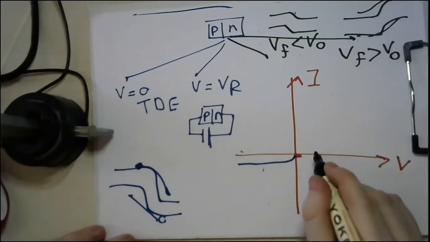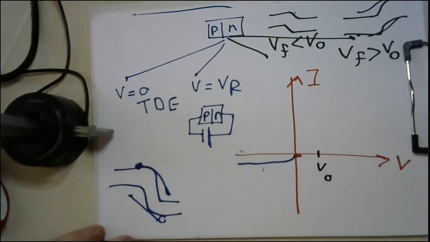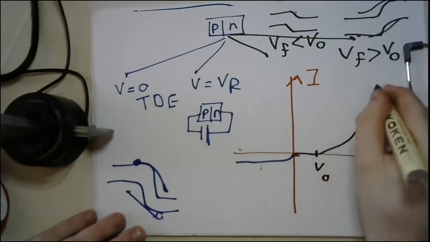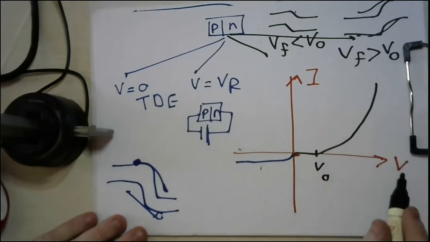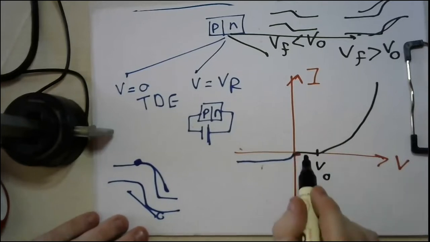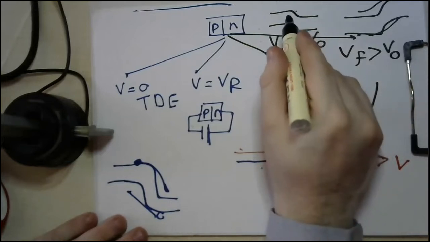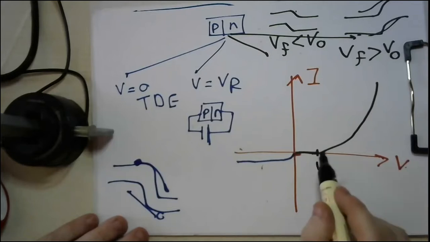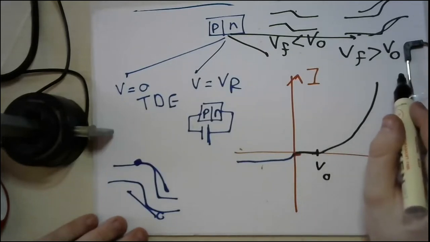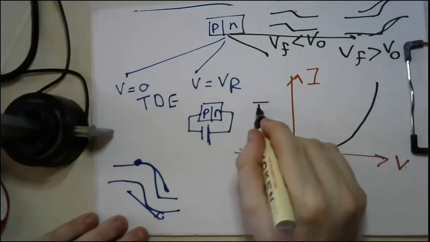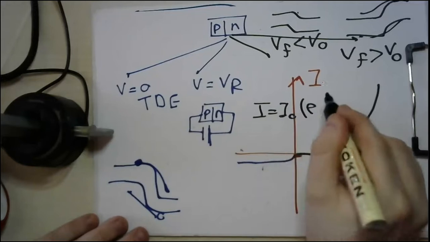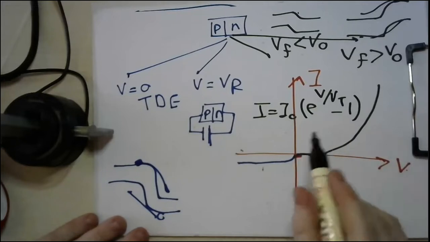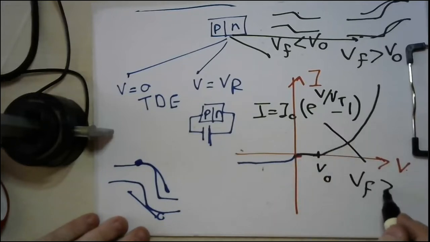So in this curve, we have to set the point V naught, which we call the built-in potential. If your forward voltage is smaller than V naught, you get a very small amount of current because you still have this barrier. If V forward is greater than V naught, then the current will start to increase in a very rapid manner. And this equation is very important: I equals I naught times e power V over Vt minus 1, which is the diode equation. This equation applies when V forward is greater than V naught.